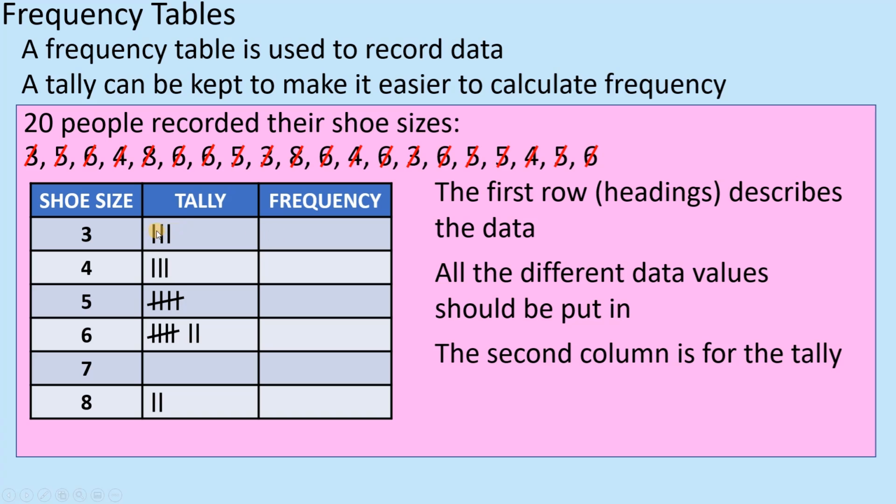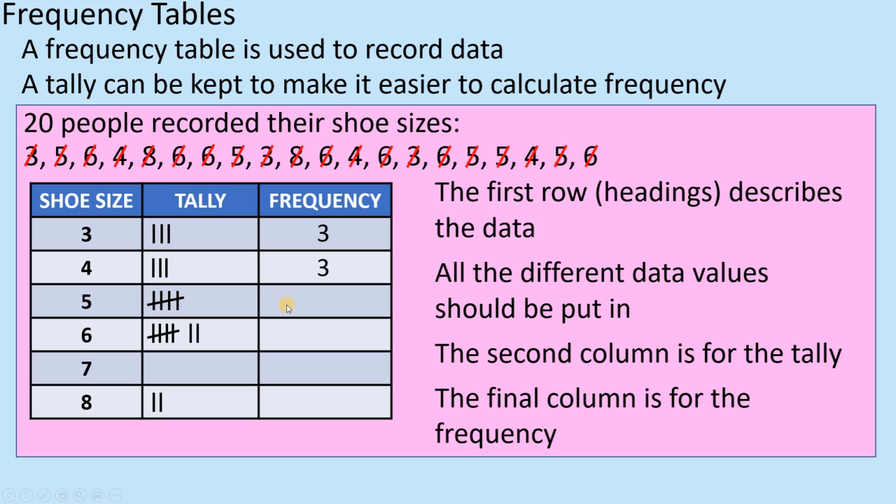All right, so it looks like we've got 3 from the first one, so we need to add that in, and 3 from the second one. Again, that's a 5 because it's a complete gate, and that's a 5 and a 2, so it's going to be 7. There are no 7s, and there are 2 people with size 8, and that's my frequency table.